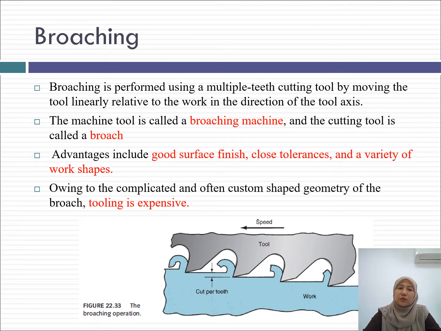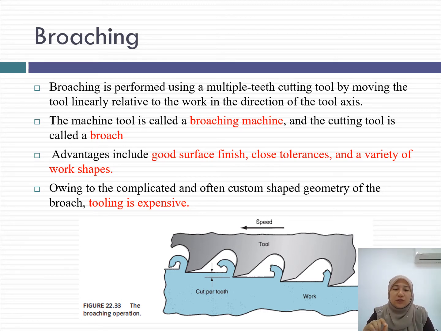Okay, so we have completed the shaping and planing. Now we go to broaching. Broaching is performed using a multiple teeth cutting tool by moving the tool linearly, relative to the work, in the direction of the tool axis. So the cutting tool moves linearly on the surface of a static workpiece. The broaching tool has multiple teeth.